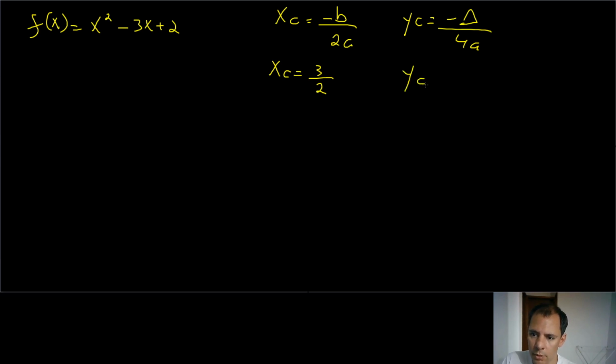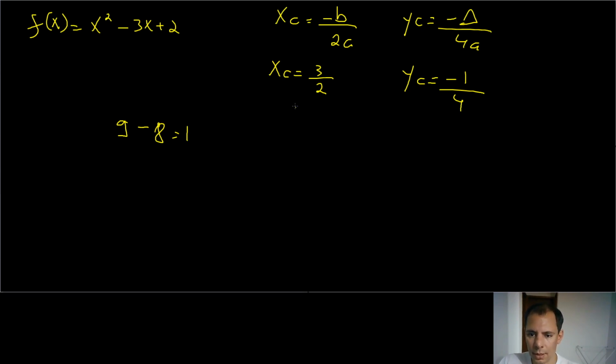The y critical is going to be b squared, which is 9, minus 4a, 4 times 2 is equal to 8, so it's 1. Okay, so 1 is the delta. So it's going to be minus delta over 4. And there you go. That's the x critical, that's the y critical.